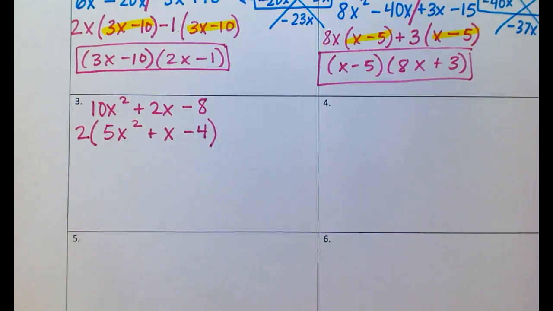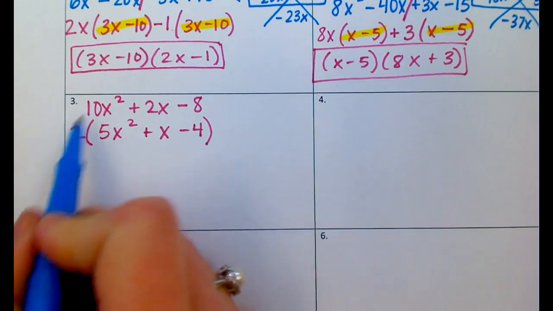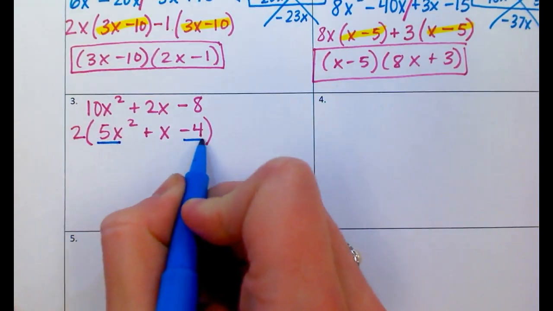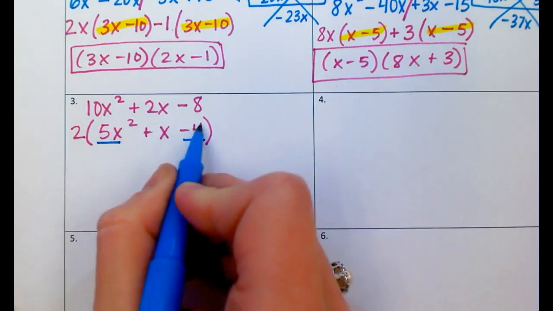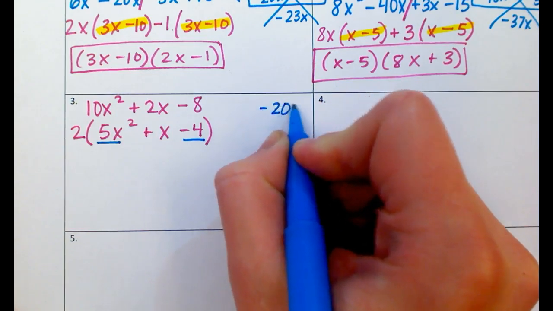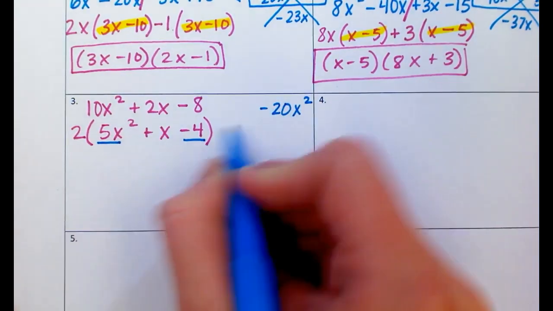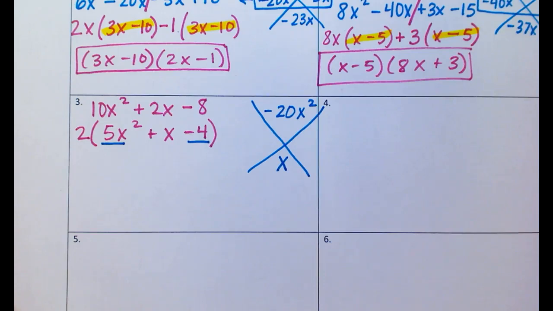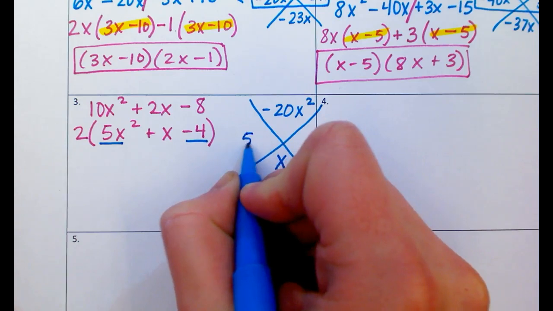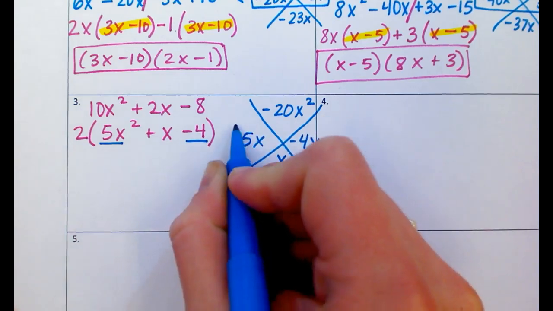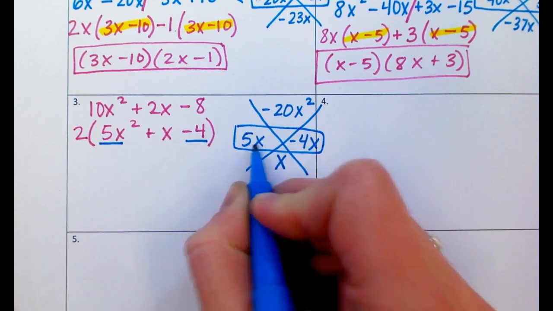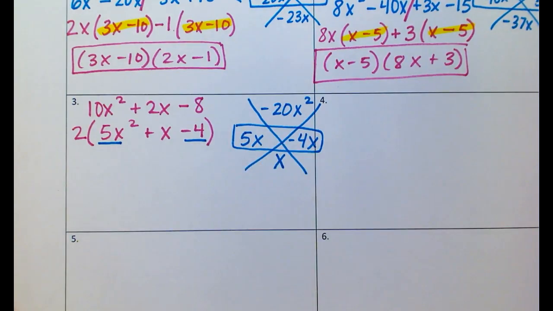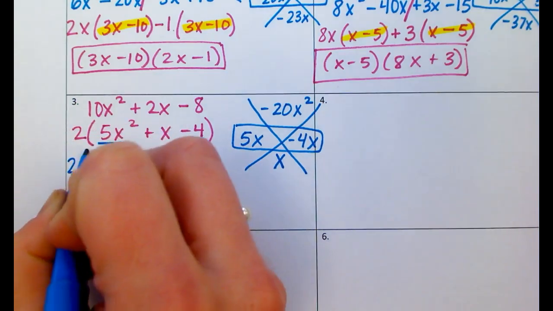The next thing we're going to do, now that we have factored out our GCF, is multiply your A term to your C term. 5x squared times negative 4 gives me negative 20x squared. And put your B term in the bottom of your graphic organizer, positive 1x. What two terms multiply to negative 20x squared but add to positive 1x? Well, a positive 5x and a negative 4x would add together to positive 1x and multiply to negative 20x squared. Don't forget to leave your 2 on the outside of your problem.